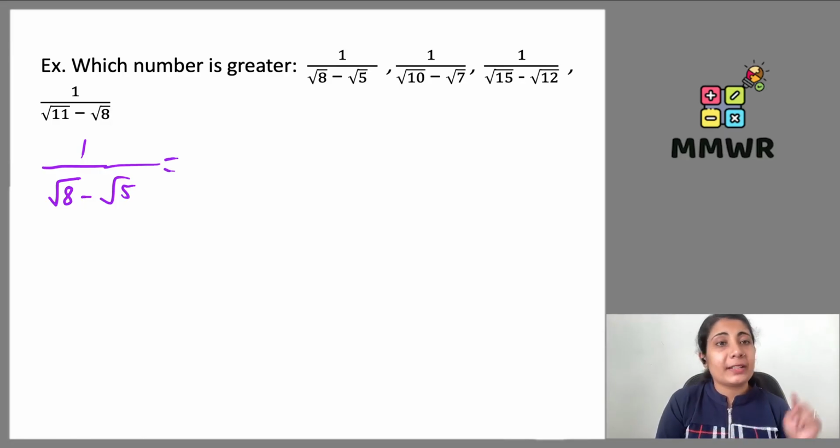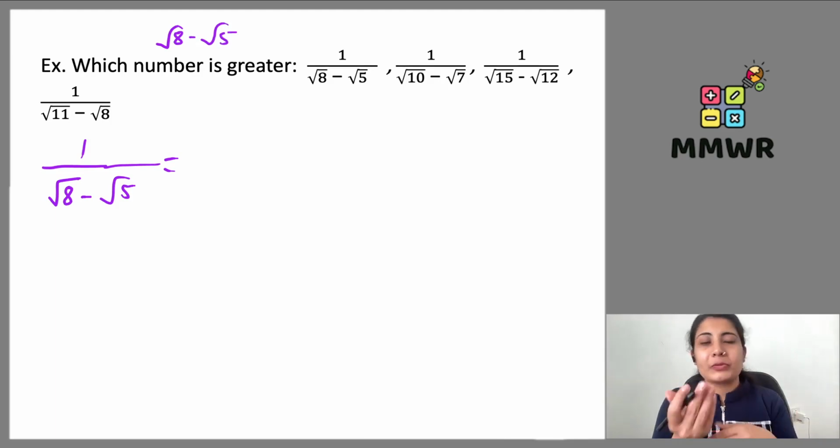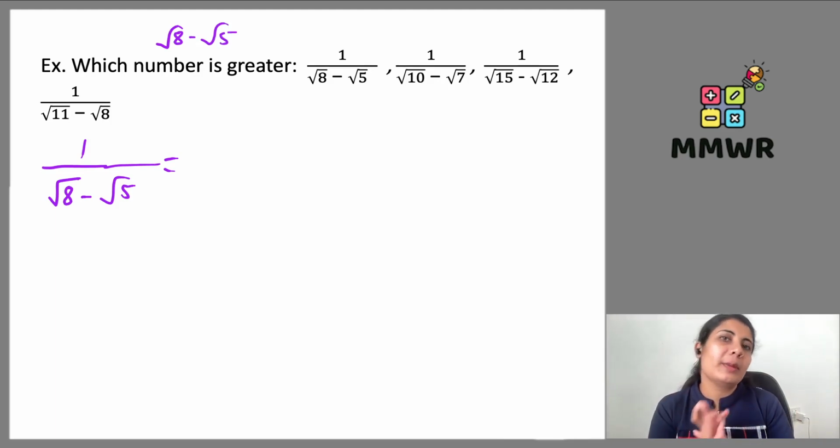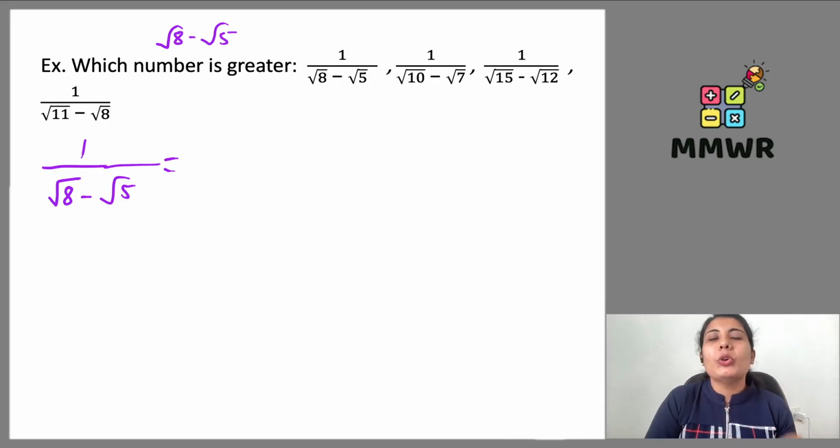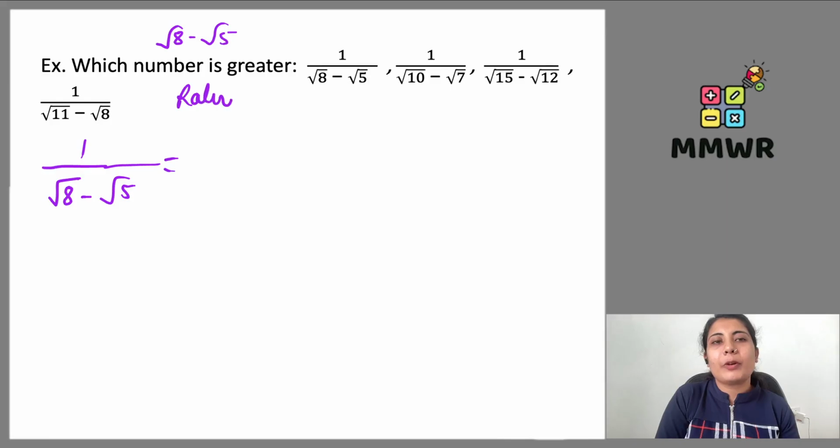इसीलिए मैंने पहले आपको ये वाला प्रॉब्लम दिखाया, not root 8 minus root 5. Because that first we would have to convert into the fraction form and then do further simplification, right? So इसीलिए मैंने पहले fraction वाला दिखाया. Already the denominator is this type of square root difference, and then we'll move ahead. So for 1 upon root 8 minus root 5, we simply have to take the help of the rationalization method. I hope you all are aware about this.